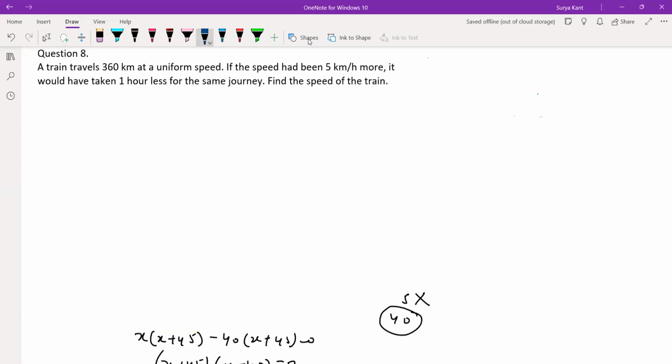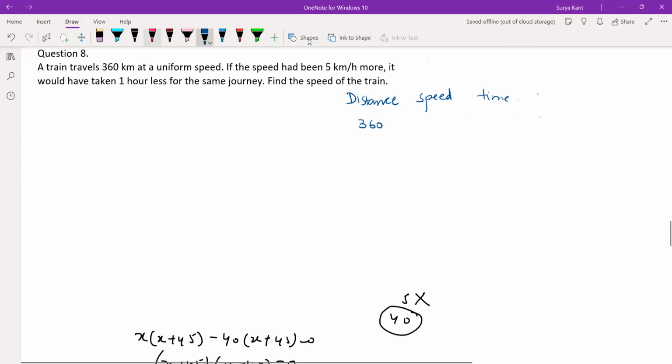So we divide this question into 3 parts. One, we write here distance. Second, we write here speed. And third, we write here time. So distance is 360 in both the cases, right? So there will be 2 cases. Now, a train travels 360 kilometers at uniform speed.